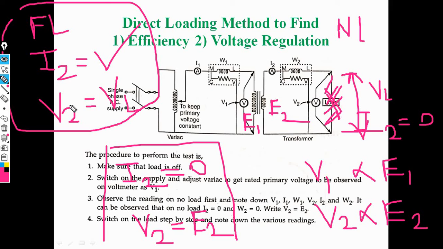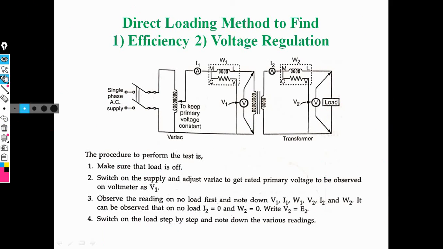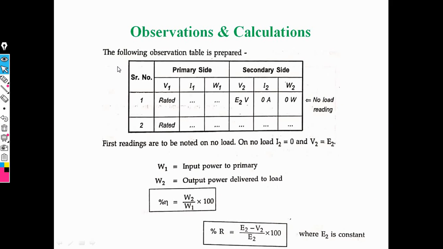Then finally we need to find out efficiency and voltage regulation. Now second, this is the construction and working detail. Then the next point is the observation table and calculation. It is very important in the direct loading method. Now here is the observation table.